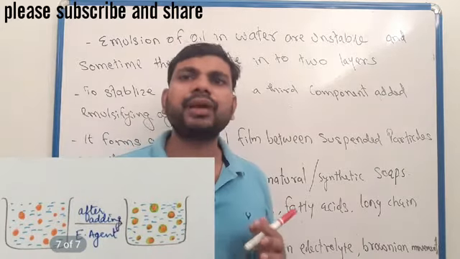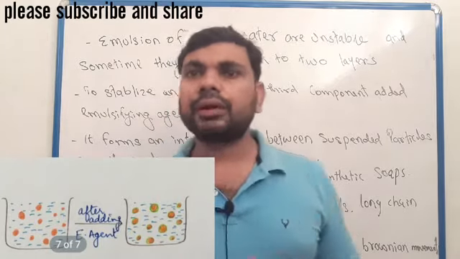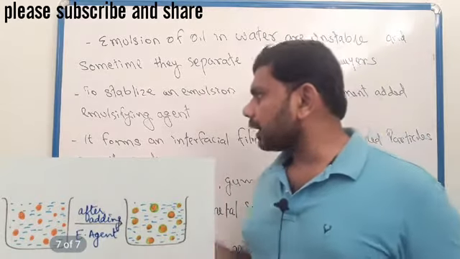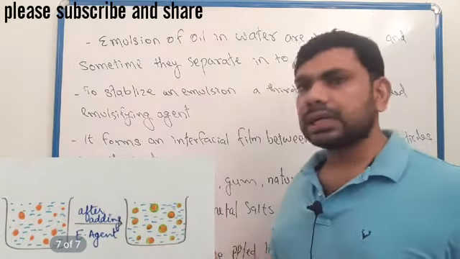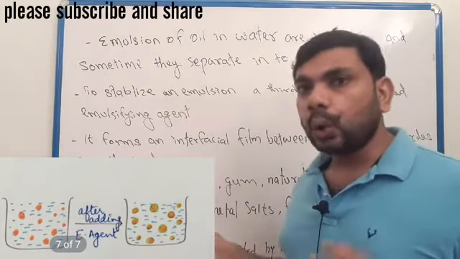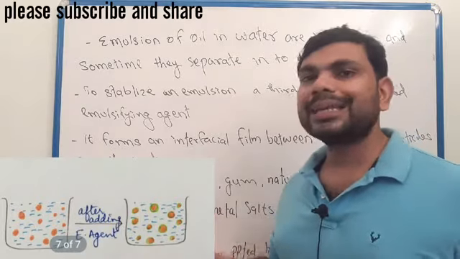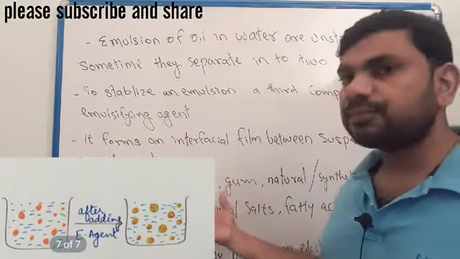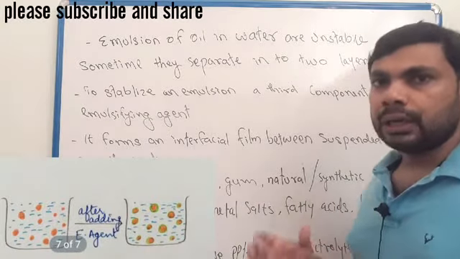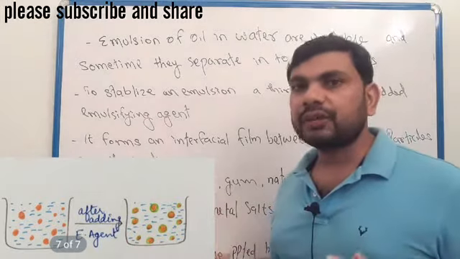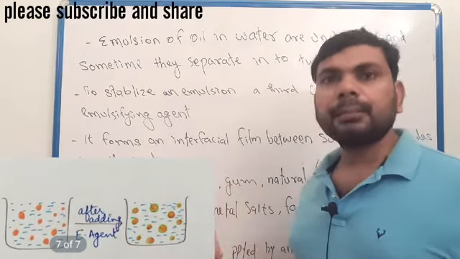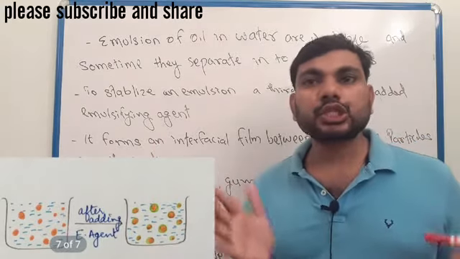Next, we have to understand examples of emulsifying agents. There are two different types of emulsion. First, oil in water. This type of emulsion we can stabilize by the addition of protein, gum, and natural or synthetic soap.